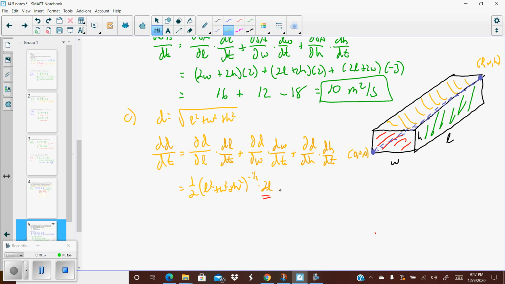And then we have the partial of L with respect to T. Again, we did that above. The partial of L with respect to T was 2.